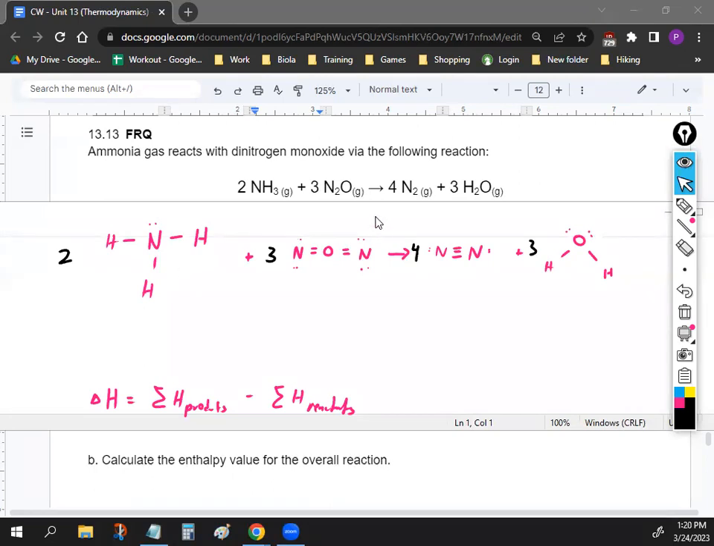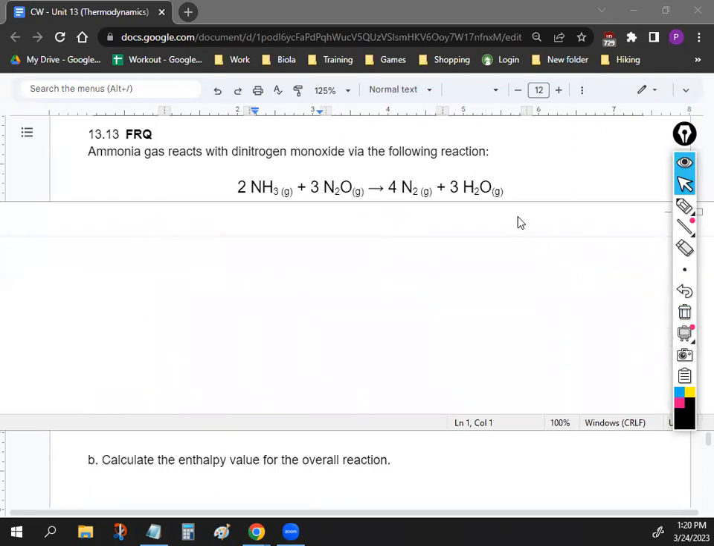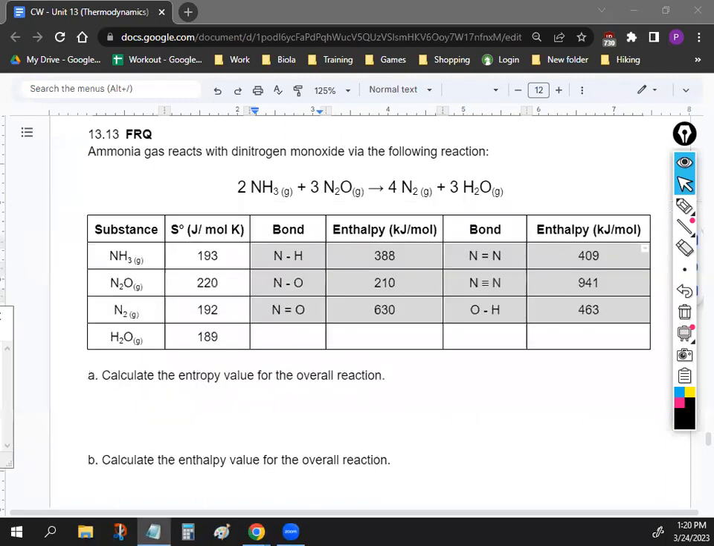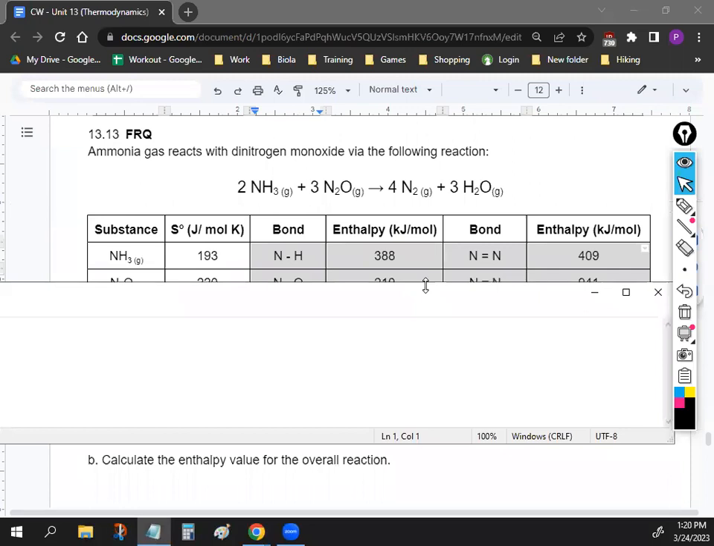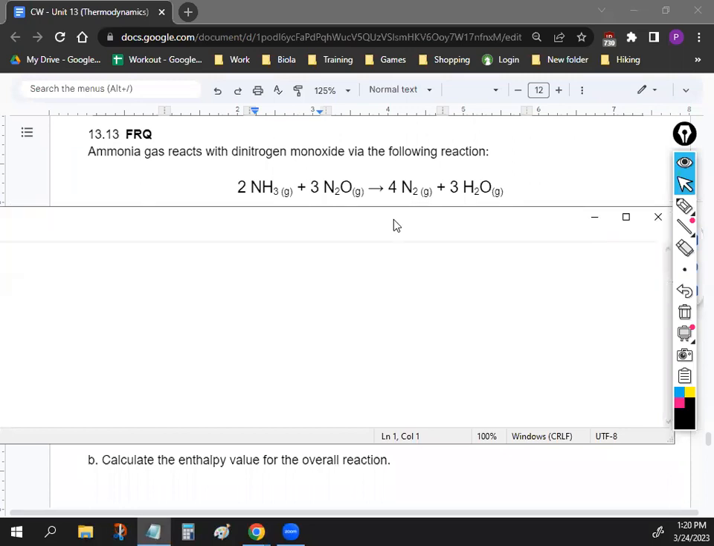Alrighty, guys. So I did make a small error as I was going through this. It's not the structures that I made a mistake with. It was the equation. I totally forgot a little nuance with the delta H.